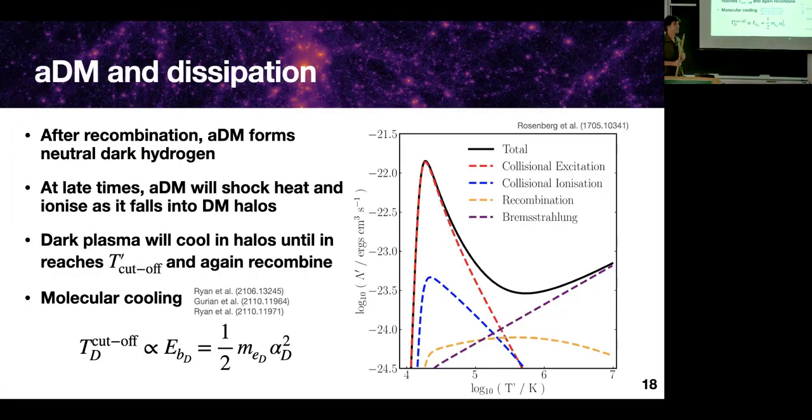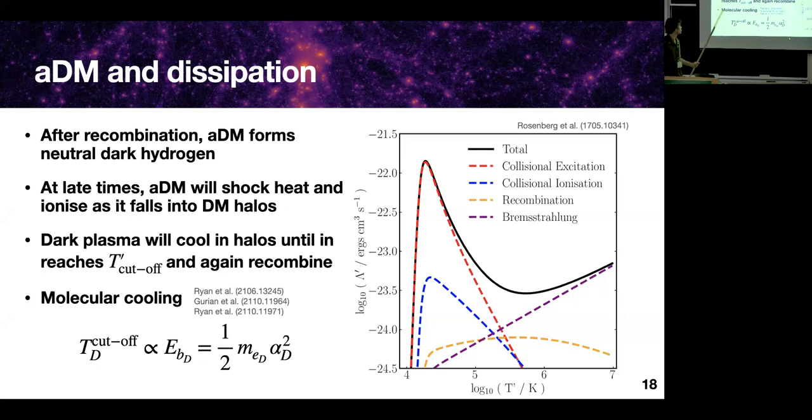So the most important feature of atomic dark matter for astrophysical scales is the dissipative physics. We know that after recombination, ADM will form neutral dark hydrogen, fall into dark matter halos, shock heat, and reionize. This is all the same standard picture that we know from the Standard Model. But essentially they can cool, given by these cooling functions here, through various processes. And this will allow them to radiate away energy and collapse into the center of the galaxy.